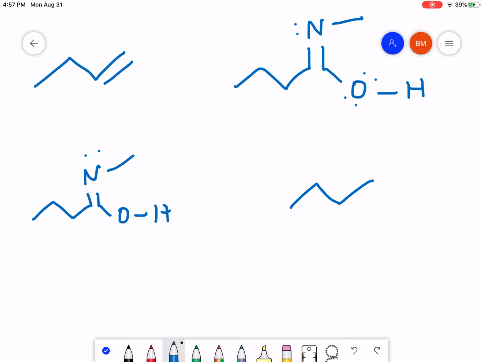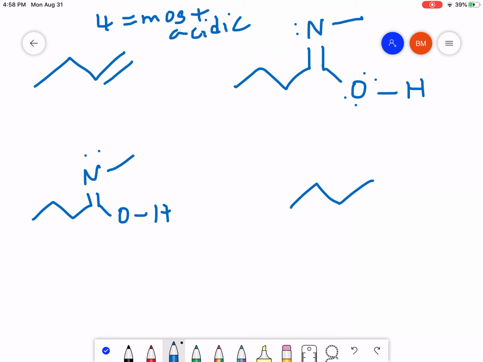Okay, well, first of all, what we're going to do here, by the way, is we're going to rank these in ascending order of acidity. So, we're going to rank them 1 through 4. So, the number 4 equals most acidic.